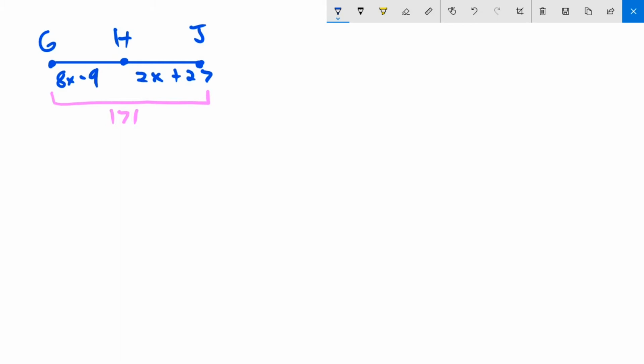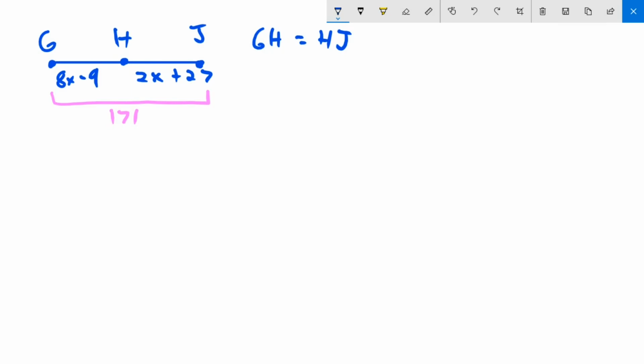Well, if H is the midpoint, that would mean that GH equals HJ. It would be like this, right? But we don't know if it's true or not, so it's asking us to confirm. So first, let's find x. So how do we set up the equation?